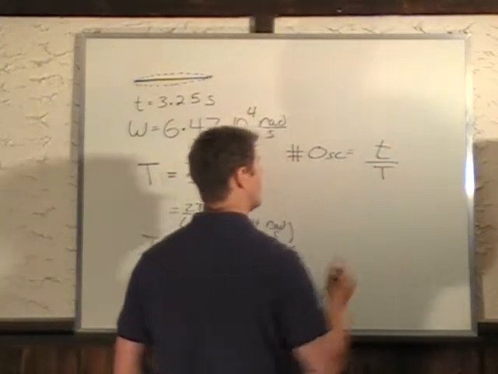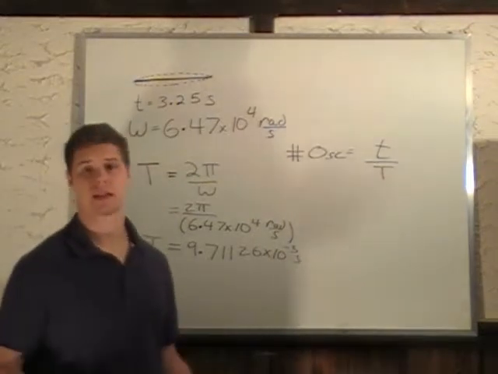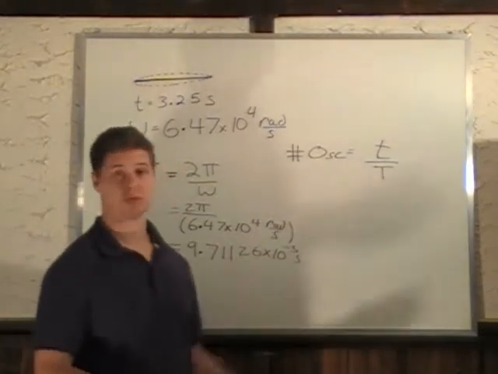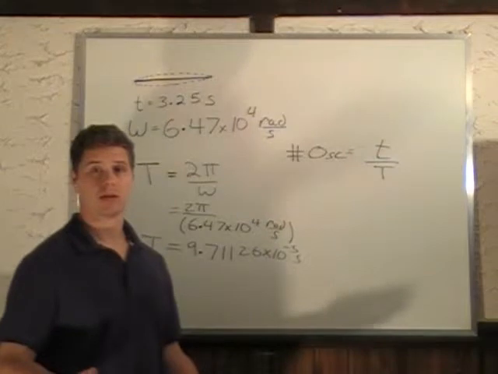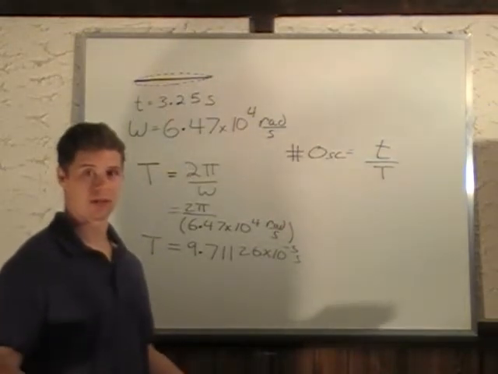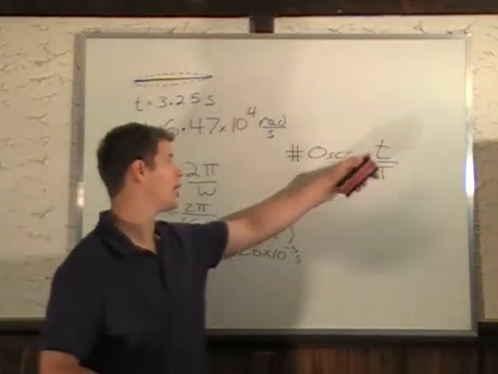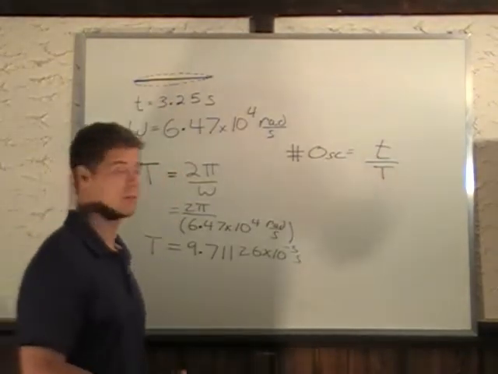divided by our period. For example, if we had a total time of 10 seconds and we knew that the period was 1 second, it takes 1 second to go through an oscillation. In 10 seconds, it's obviously going to go 10 oscillations. So that's what we're doing here. Total time divided by time per oscillation.